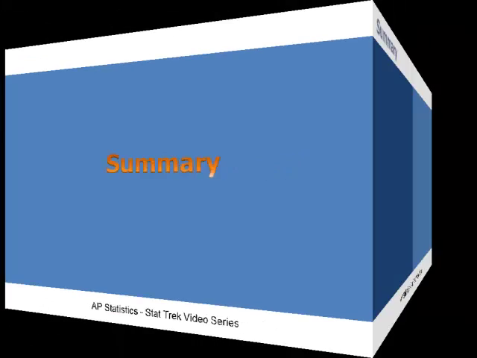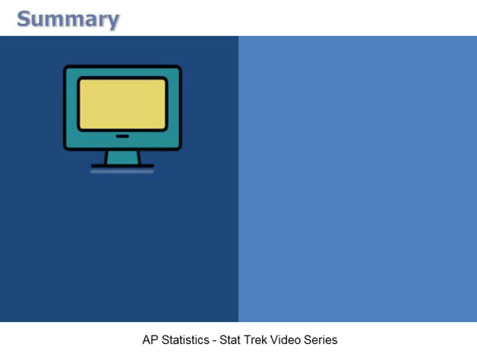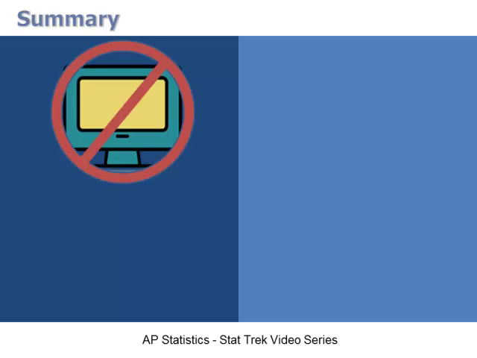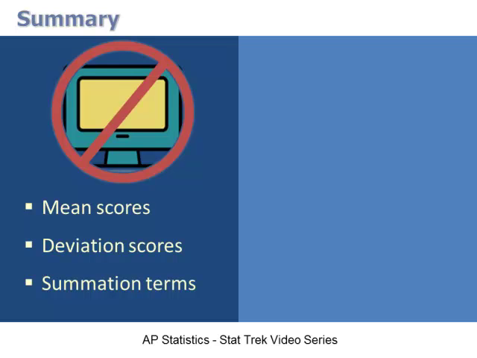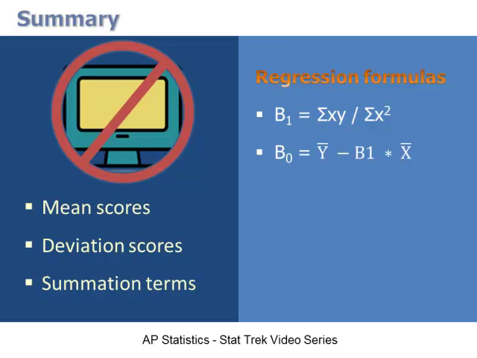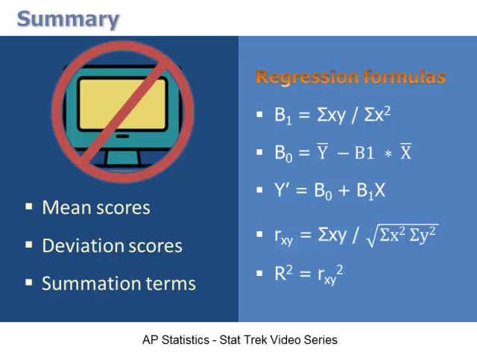Let's review. Regression analysis is usually handled by a computer, and computations are hidden from view. In this lesson, we worked through a simple linear regression example by hand and showed all of the computations. You learned how to use raw data to compute mean scores, deviation scores, and summation terms that go into various formulas to produce regression outputs. We assigned values to b1, the slope of the regression equation, and to b0, the y-intercept. We used a regression equation to make a prediction, and we used the correlation between x and y to compute the coefficient of determination.